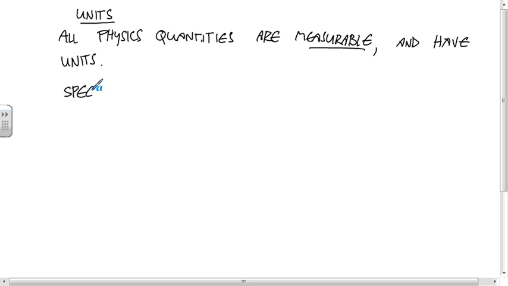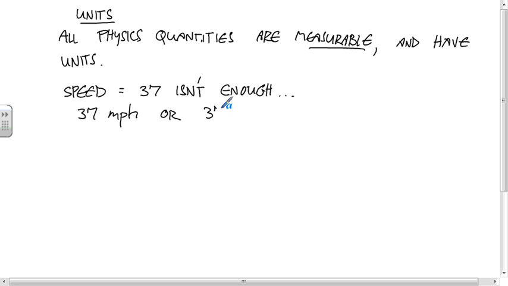So speed equals, I'm going to make it 37. That's not enough. It needs to be 37 miles per hour or 37 light years per month. Or dot, dot, dot.